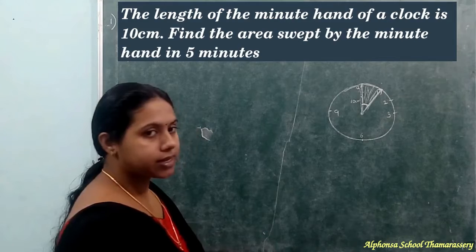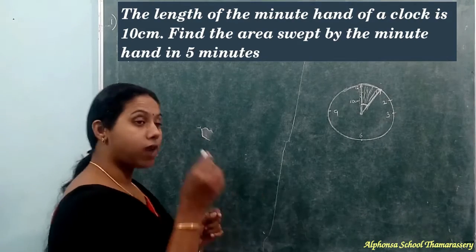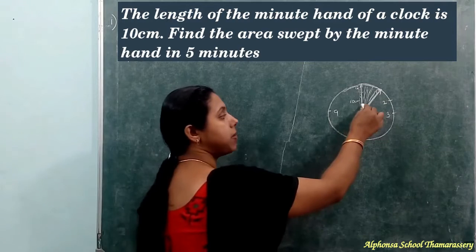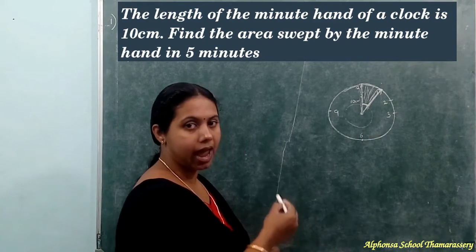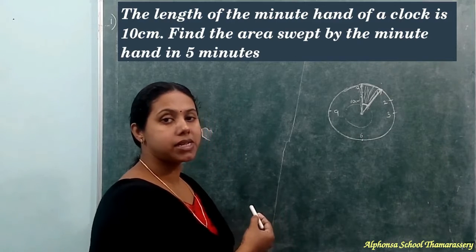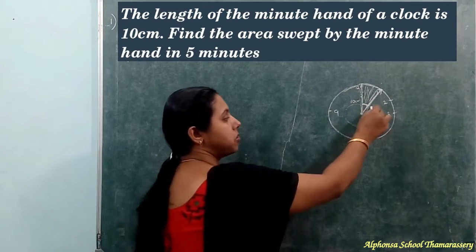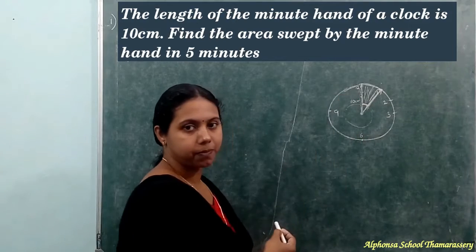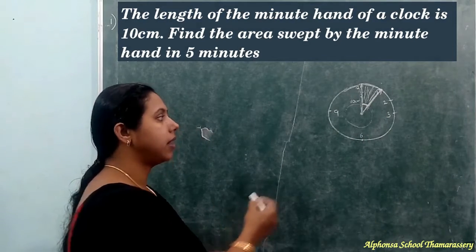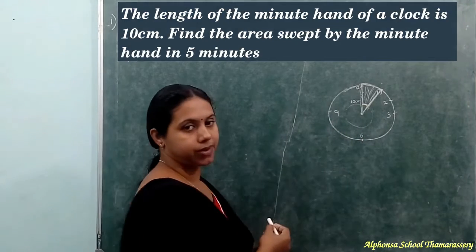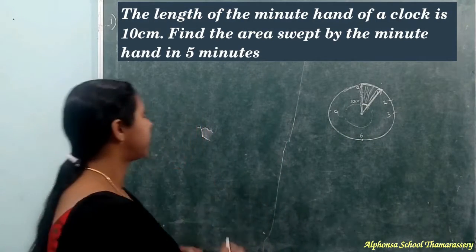Here we know the angle described by the minute hand in 1 hour. That means it's 60 minutes. The angle described by the minute hand in 60 minutes or in 1 hour will be equal to 360 degree. Then what will be the angle described in 1 minute? We want to find it for 5 minutes.